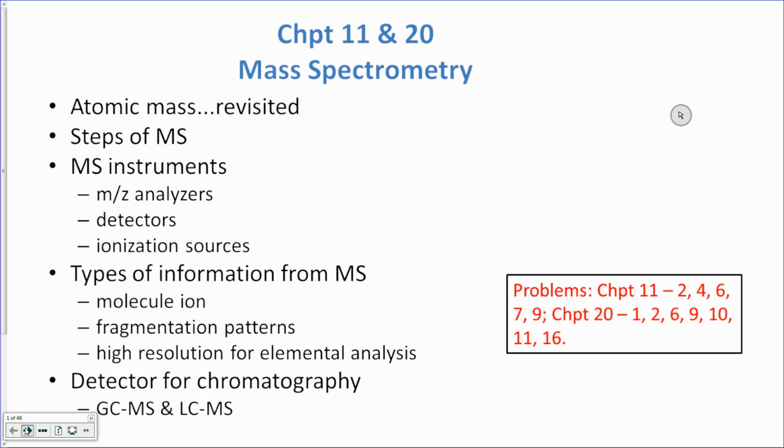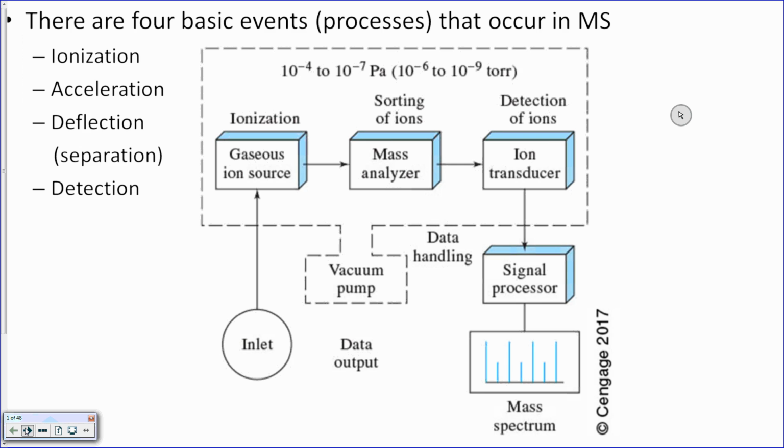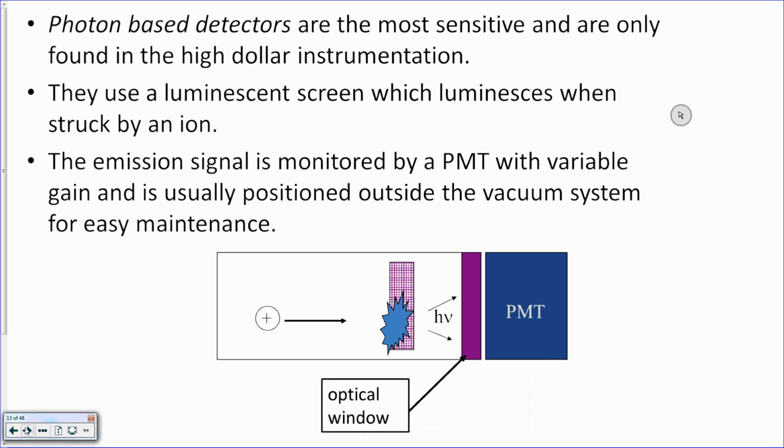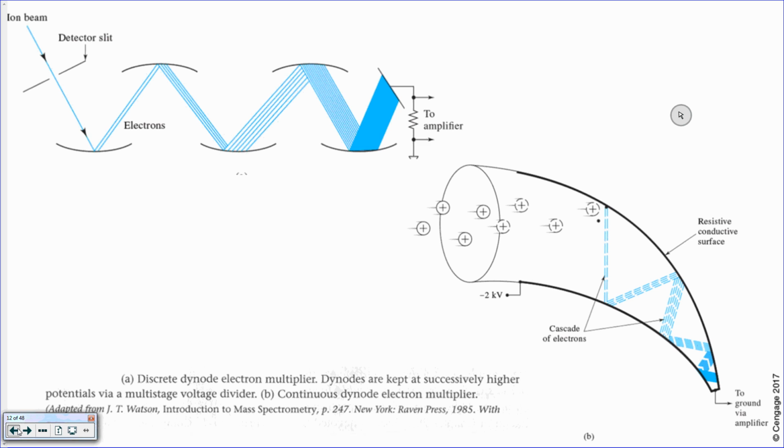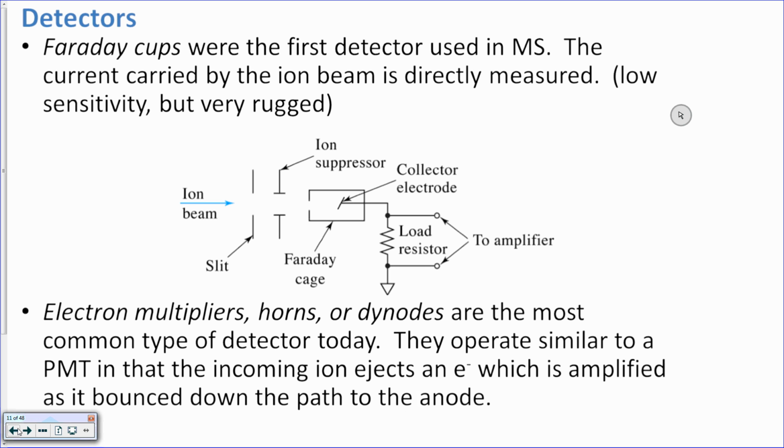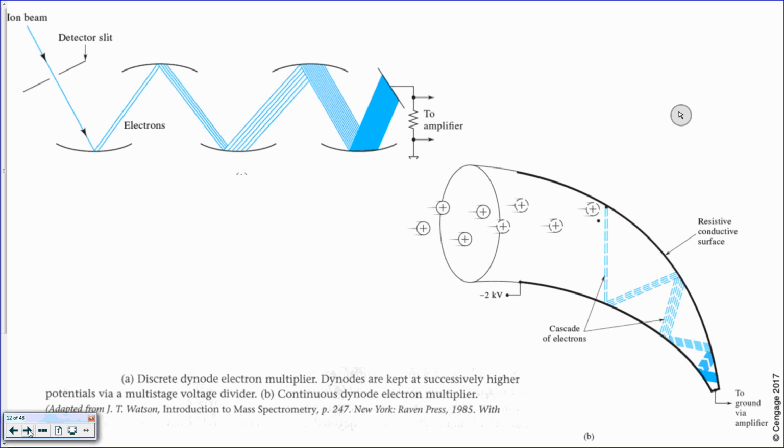All right, so we're talking about mass spectrometry, and the last thing we talked about was these different types of detectors. So Faraday cups were the original detectors. They just measure the flow of the current as carried by the different ions. Then the most common detector today are the electron multipliers, or also called horns. They take and, through a cone shape, amplify the signal as it bounces down, much like what we see in a photomultiplier tube.